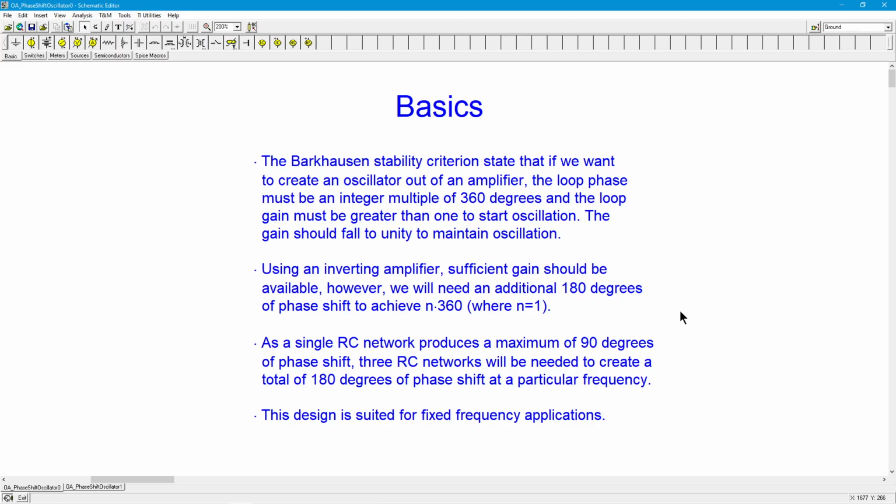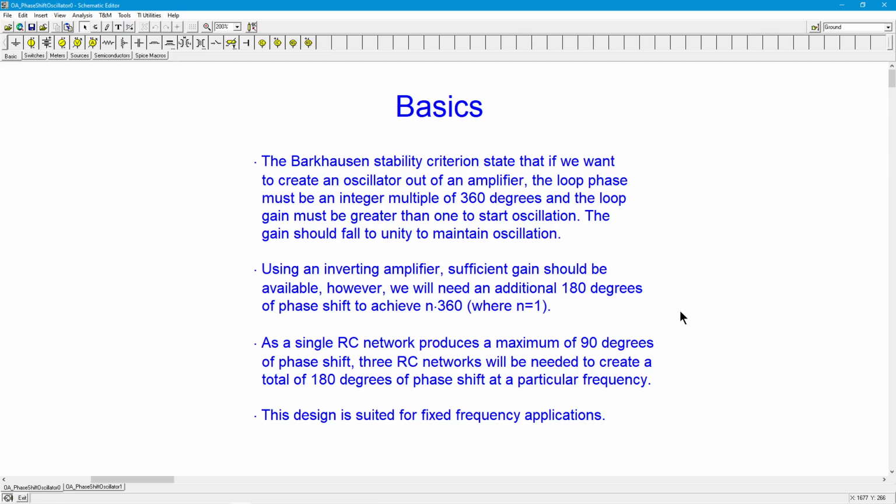So the way of stating that for oscillation is you want to make sure that the loop gain, in other words, the gain of the amplifier plus the loss through the feedback, is at least 1. In fact, it has to be slightly greater than 1 to start oscillation, but you want it to fall back to unity in order to keep the oscillation going. The other part of this is the loop phase, in other words, through the amplifier and the feedback network, has to be an integer multiple of 360 degrees.